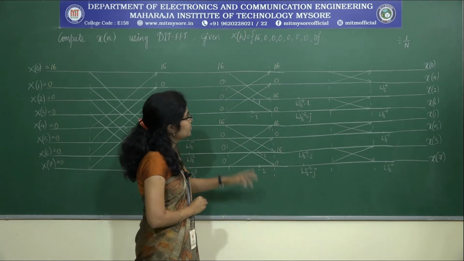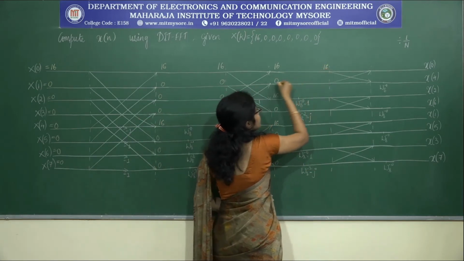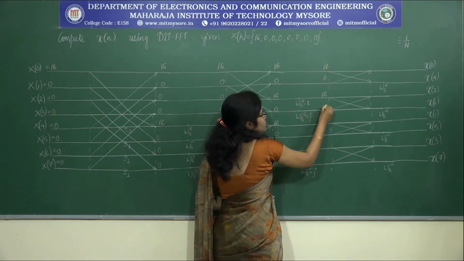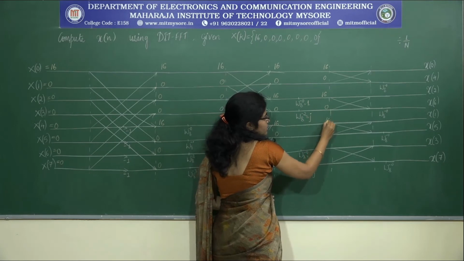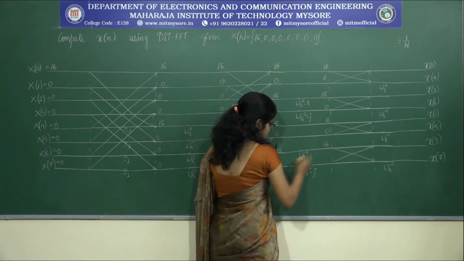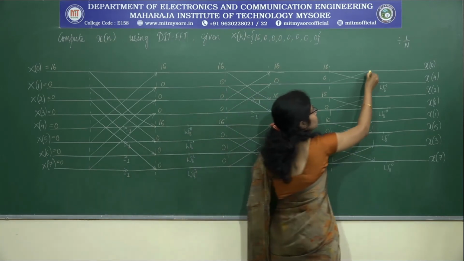Okay. Now if I write the input to the third stage, this comes directly here, this is 0, 16, 0 into j is 0, again the 16 comes directly here, 0 comes here, 16 comes here, this 0 comes here, fine. Let me find out the output of the third stage.